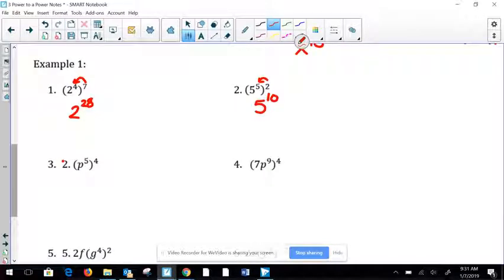Sorry, you guys can go ahead and erase this number 2 that's written there. That was a little typo. So we have p to the 4th raised to the 5th. What's 4 times 5? You're getting this. It's 20.